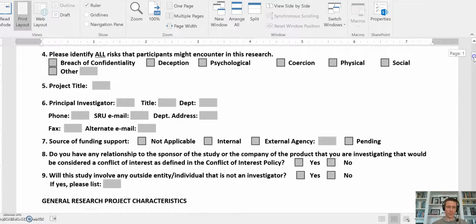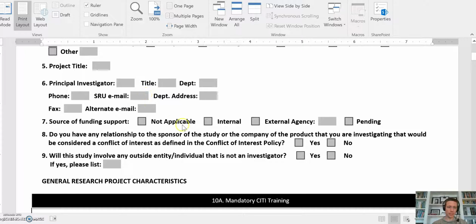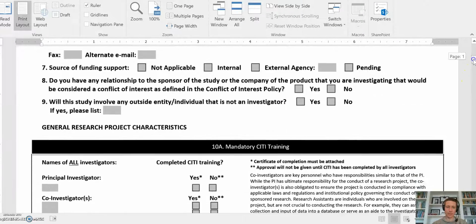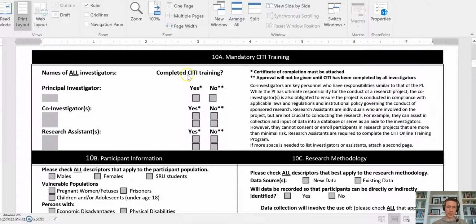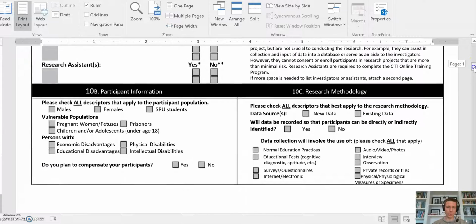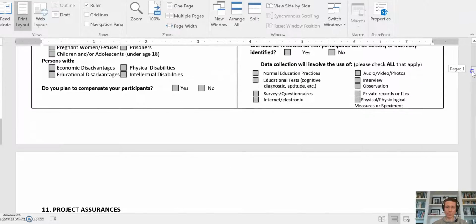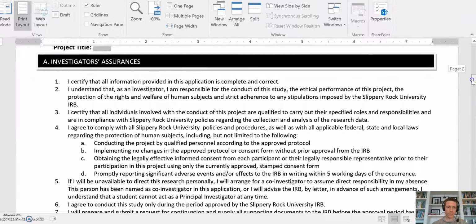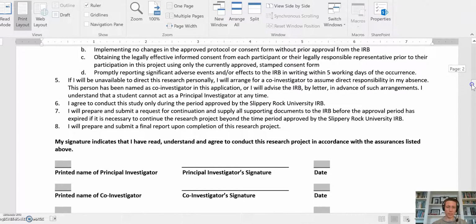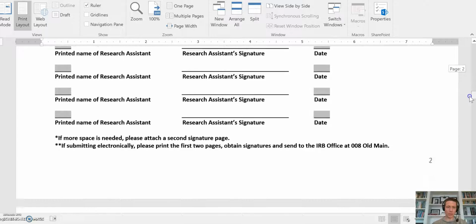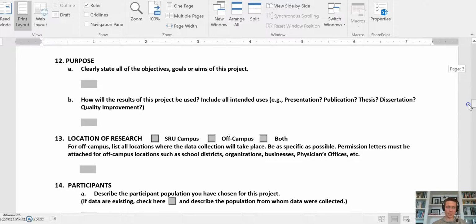all the risks, what's the title of it, who are the investigators, is this funded research, which may potentially introduce bias, do you have any relationship to the sponsor of the study, will it involve an outside entity, have you completed the mandatory ethics training? Describe the participant information, some of the basics of the research methodology, and then continuing on, the investigator assurances, all of the co-investigators and research assistants sign off there.